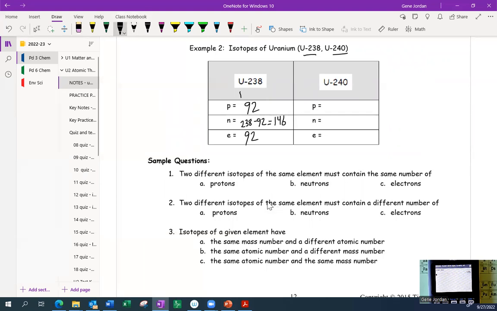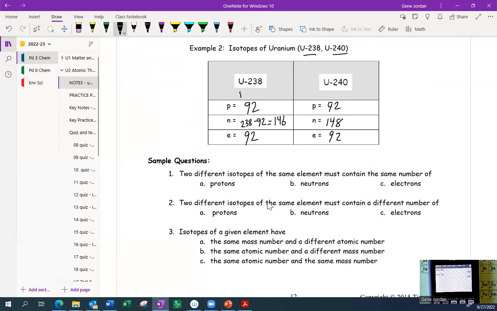All right, same idea for this one. It's still uranium, so it's still 92. In this case, we take 240 minus 92, and we get 148 neutrons. And the number of electrons equals the number of protons in a neutral atom.